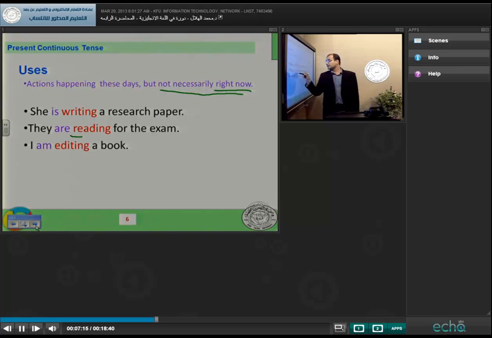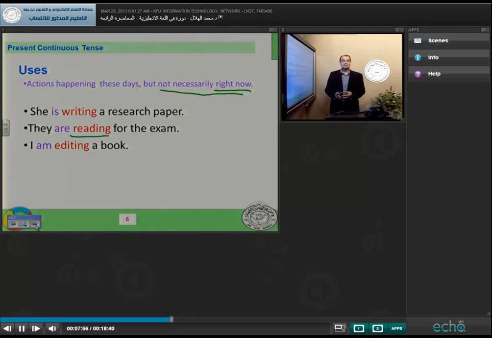They are reading for the exam, so probably the exam will last up to 1 month, so they started reading yesterday. They will read something today, probably tomorrow they will also read something or prepare something for the exam. So the action does not really happen at the moment of speech, but it happens these days, probably something yesterday, something today, and something in the future. So the action is not necessarily at the moment of speech, but it happens within this time, or within these days.